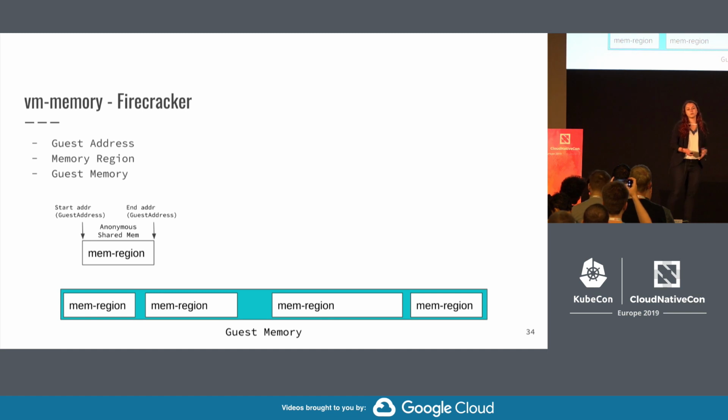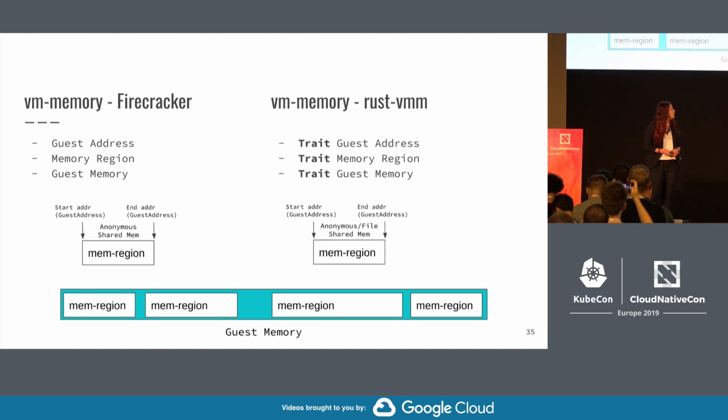Now we want this crate to be used by multiple projects. So what do we do? We are converting everything to a trait, and a trait is essentially an interface in Rust. Instead of having the guest address as a usize, you have a trait of guest address, which can be implemented with usize, with u64, and so on. We are also having memory regions as a trait and the guest memory as a trait. One of the things you might notice is that we don't only support anonymous shared memory anymore, but we also support memory backed by a file. This is quite interesting because it allows us to support many other use cases, like, for example, vhost-user.